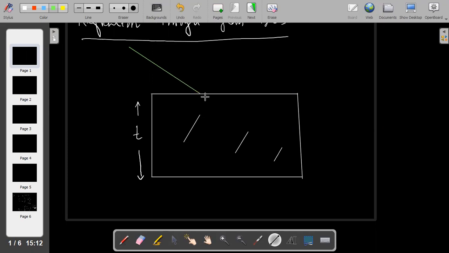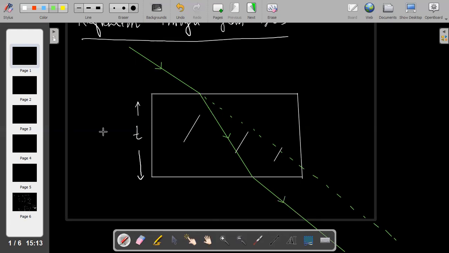The ray must travel in a straight line, but it will bend. First it will bend here because the medium is changing. Then ultimately it will also bend here, and ultimately it will move parallel with the incident ray. This is the incident ray, this is the refracted ray, and this is the emergent ray.